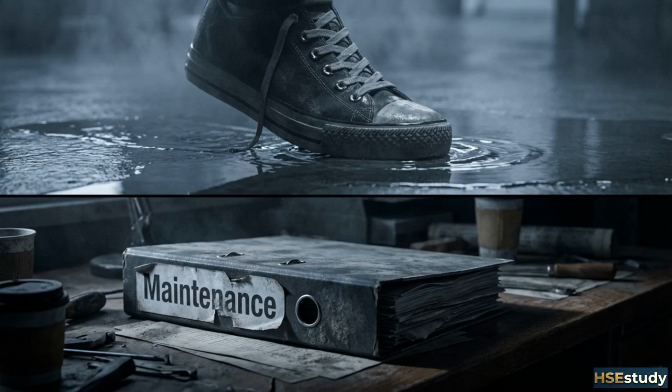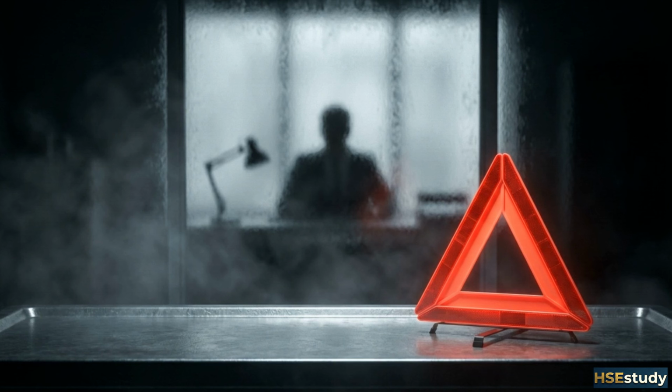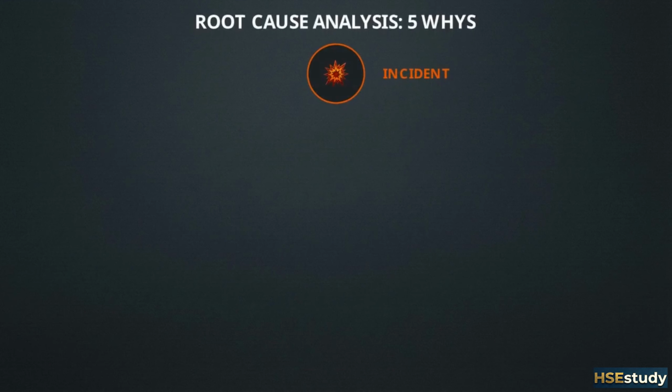With the facts gathered, you must distinguish between surface symptoms and root causes. A surface symptom is the physical event, like the slip, while the root cause is the hidden failure in management or planning that allowed the hazard to exist. Step 4. Root cause analysis. We use the 5 whys methodology to find organizational failures.